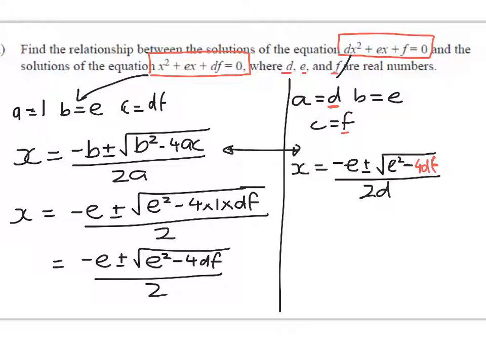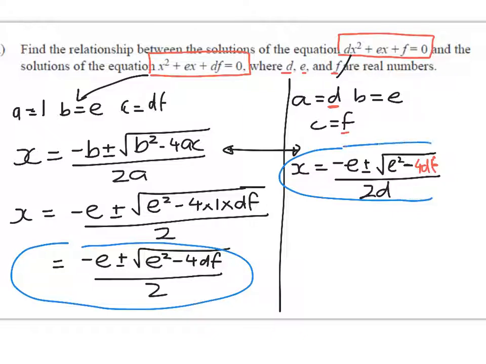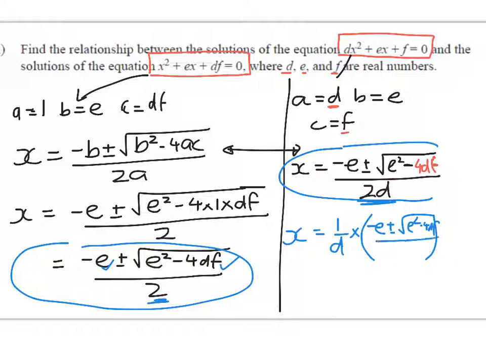Right, now it's time to stop and have a look at where we've got to. On this side, we've got this solution. Over here, we've got this one. So let's see how they look. Well, they look nearly the same. This bit here is the same, this bit here is the same, but this has got a 2d and this has got a 2. So this one is equal to 1 over d times, no I can't fit it in, this is the solution to the first one. Sorry, that's very messy, but that's times 2.